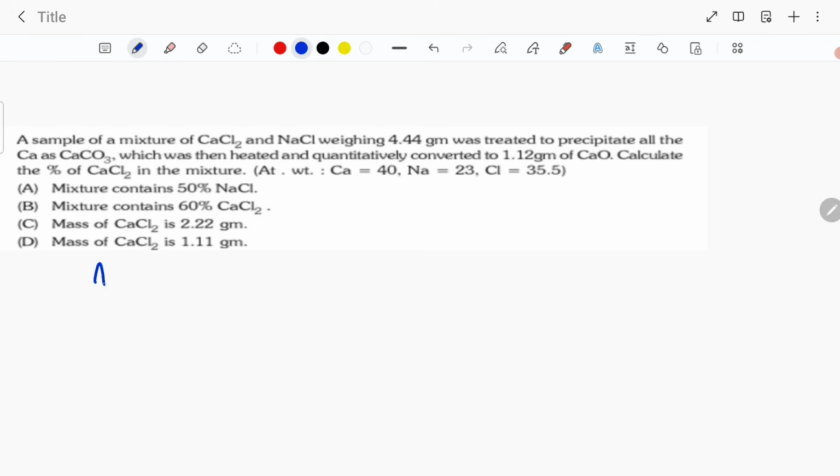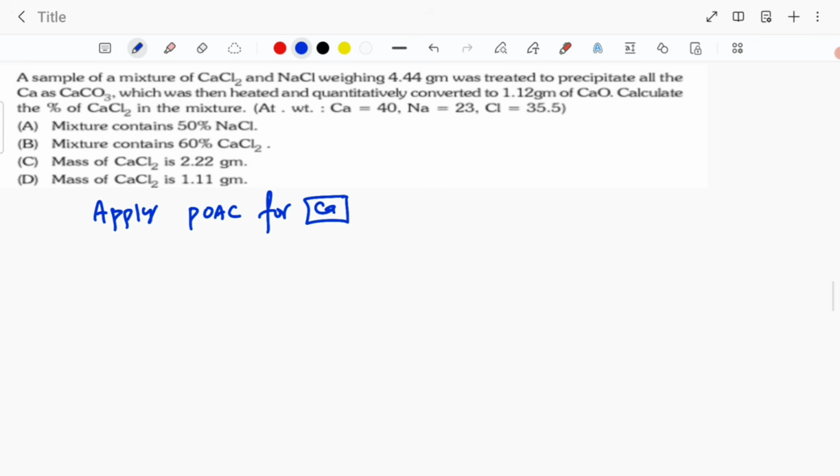Whenever a reaction is unpredictable or difficult to balance, you can follow the simple method: apply POAC for calcium atoms. Why are we applying POAC for the calcium atom? Because they mention it is treated to precipitate all the calcium as CaCO3, meaning all calcium atoms convert into CaCO3. So first they mentioned CaCl2, which is converted into CaCO3, then converted into CaO.